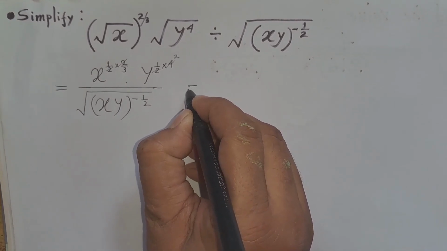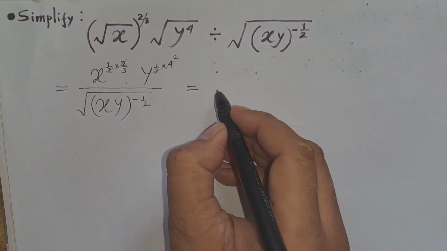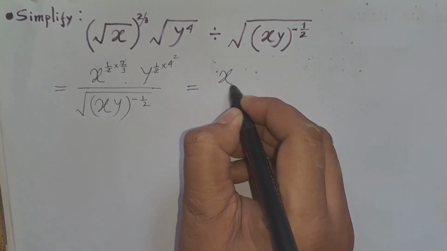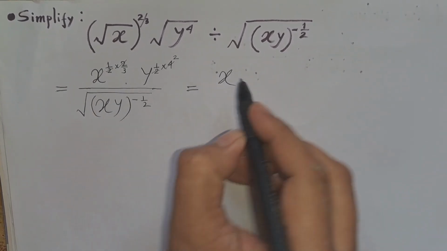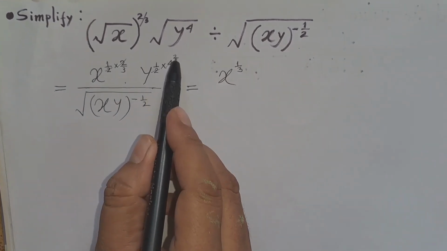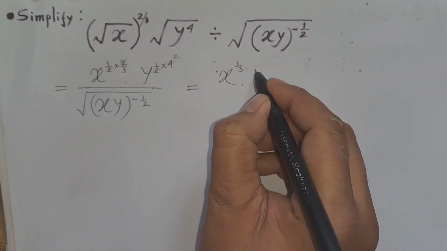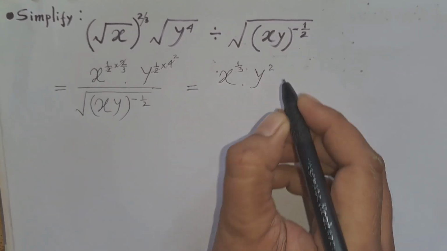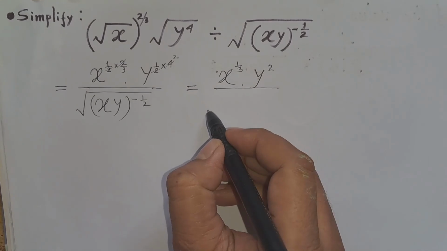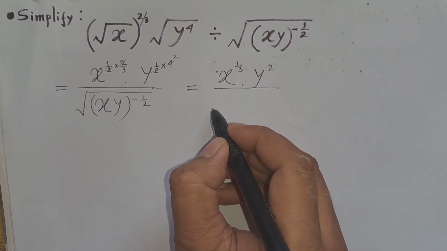Now in the numerator we will get x to the power 1 by 3 and y square. Clear? If any doubt, please write it in the comment box.